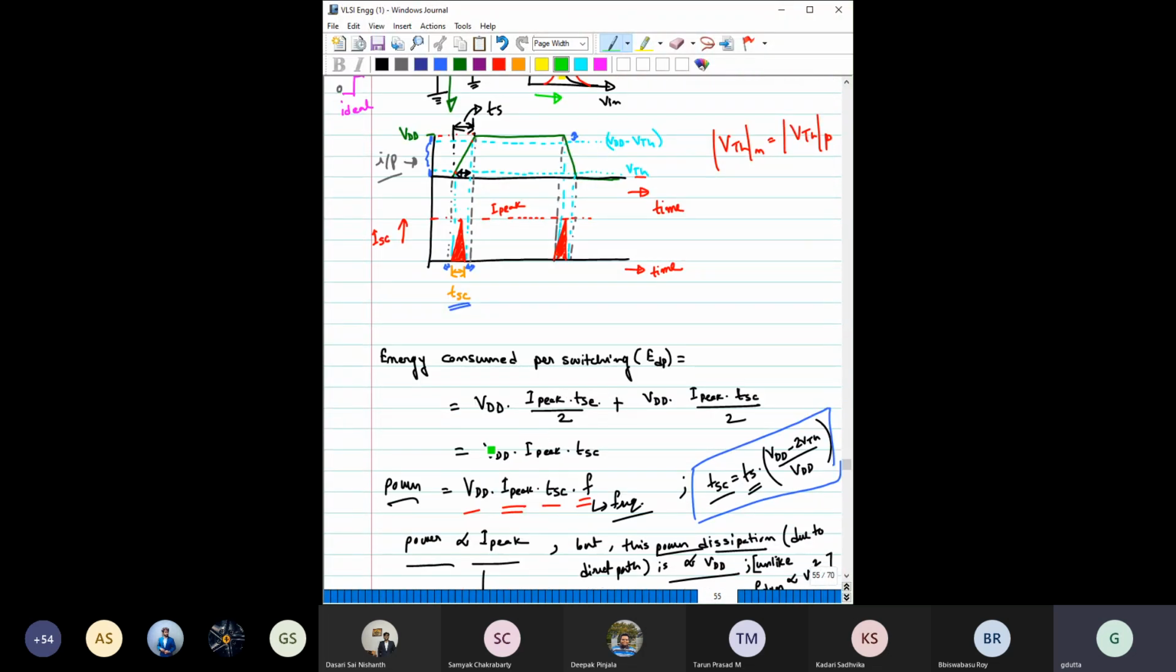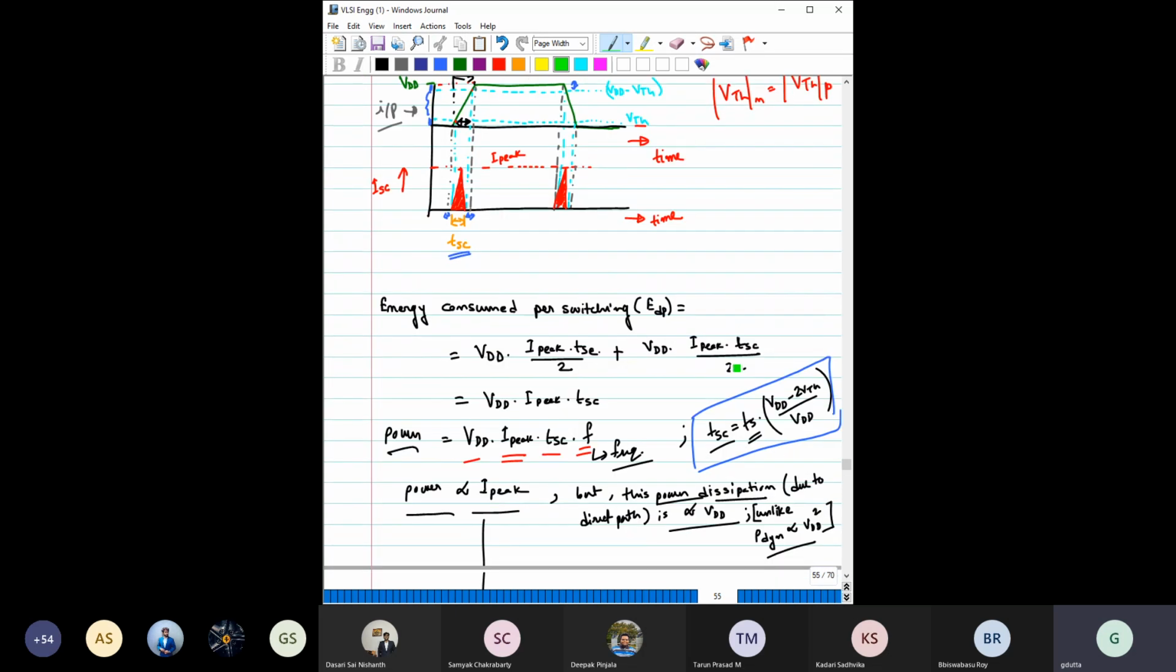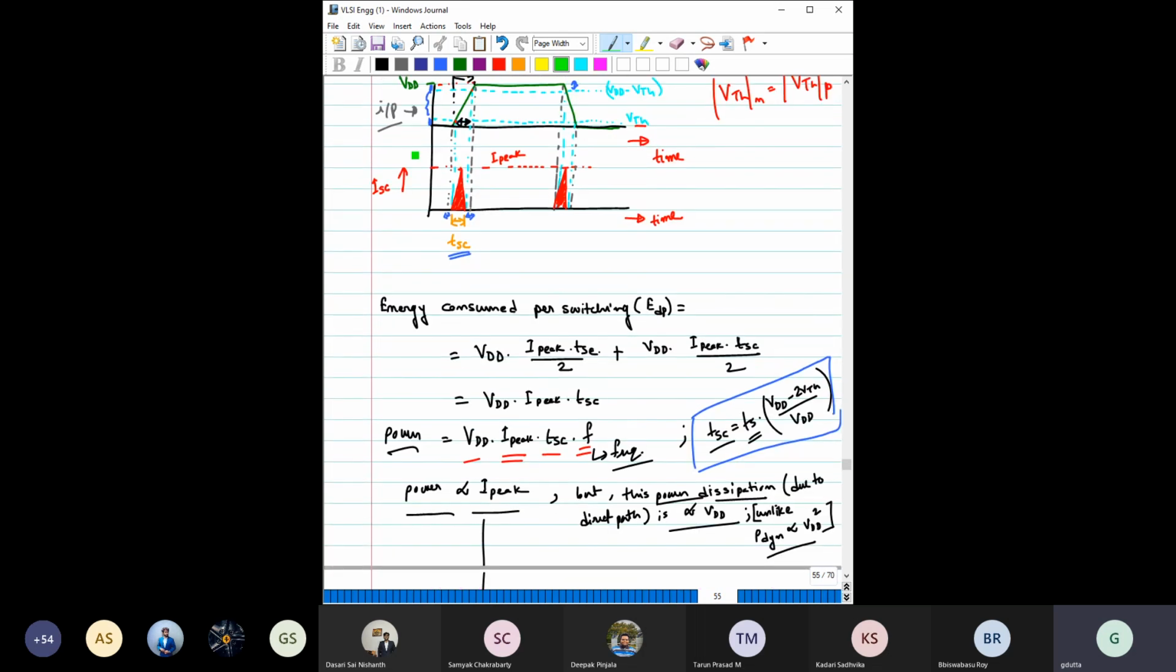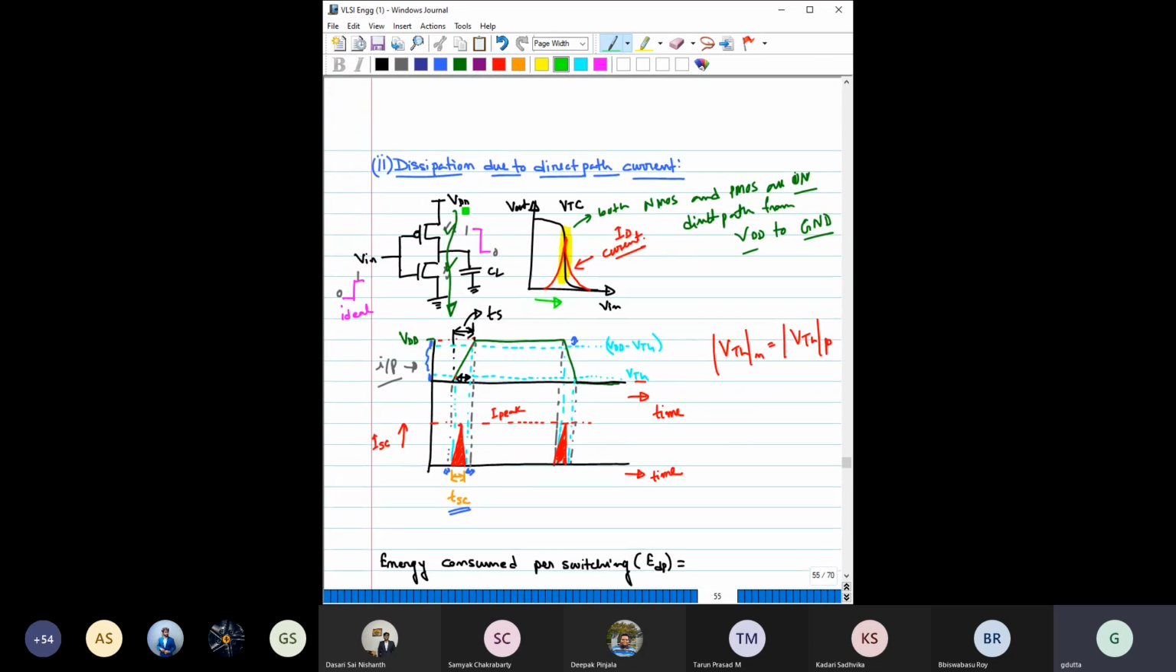So we have to find the energy consumed, and if you know the energy, then obviously it should not be much difficult to find the power. So we have also to find the power. From this, we have also seen the power dissipation is proportional to I peak, that is the peak current that is flowing from this VDD.